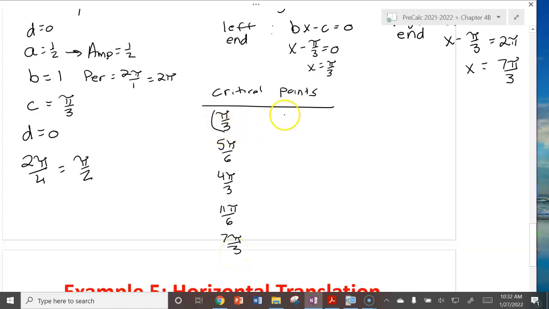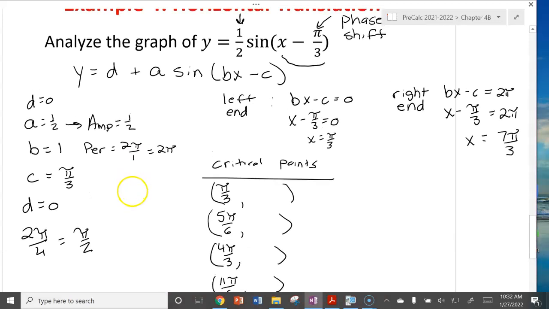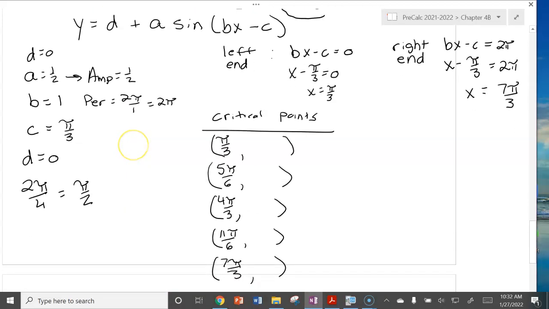So now we're ready to figure out our y coordinates for each of these critical points. And since we're just asked to analyze, we don't have to graph, we're just going to state these points. So we are on a sine function. That means our first critical point is an intersection with the x-axis, so that's 0. I'm going to call that an intercept.